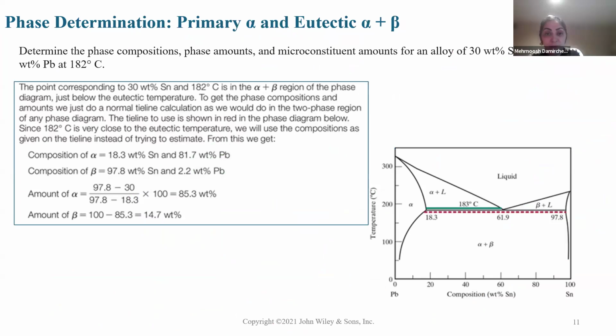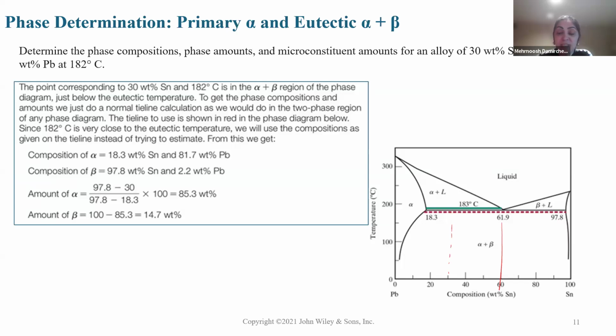Another example: we have a 30% Sn, 70% Pb alloy at 182°C, meaning a little below the eutectic temperature of 183°C. 30% Sn means we are on the dashed line. In which region are we? We are in alpha plus beta. But right side or left side? We are on the left side of the eutectic.